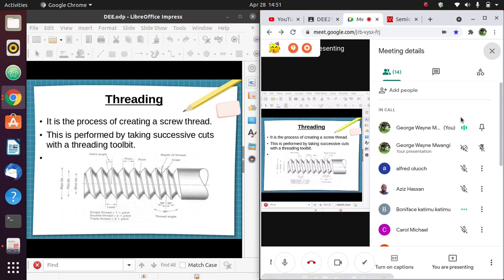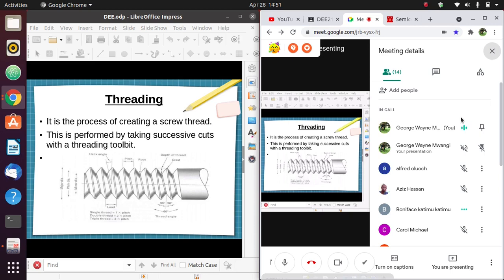Ukisongesha file mbele, that is when you apply pressure. Ukishasonga mbele, ukirudi nyuma, usitoe file yako. Apply pressure when going forward. Ondoa mkono, the hand that you are applying pressure with, remove it. So don't apply pressure when you're coming back. But do not remove your file on the return stroke.